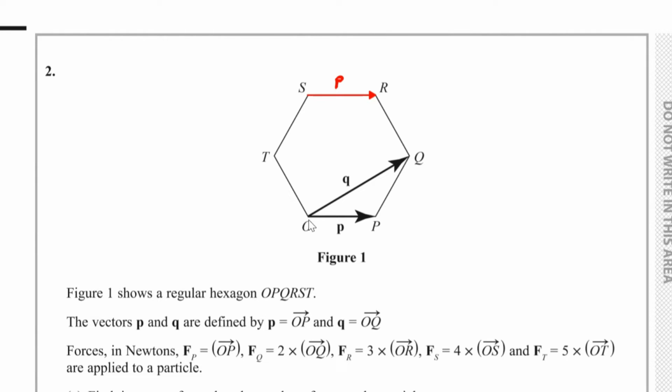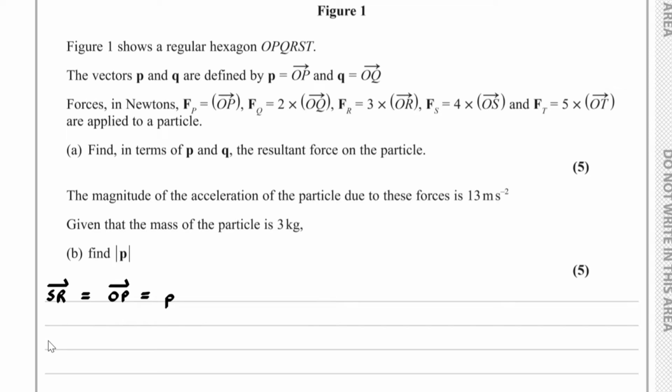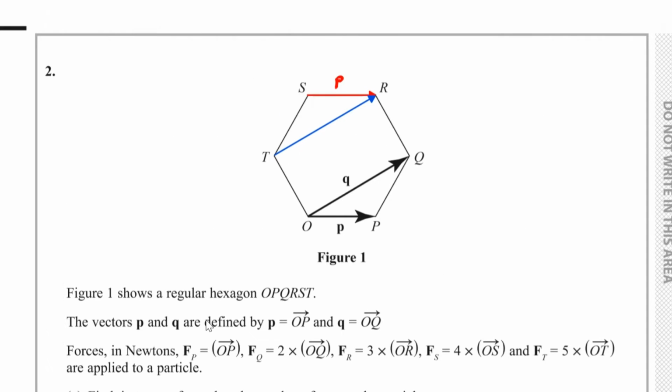And similarly, OQ is parallel to the vector TR. So the vector TR is equal to the vector OQ, which is equal to q. So this vector here is equal to q.